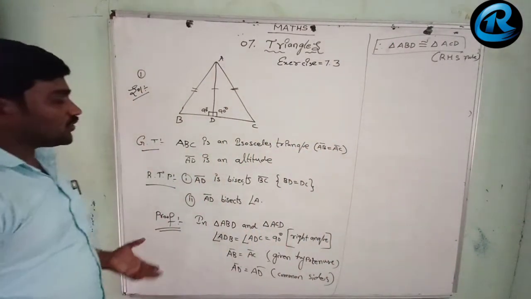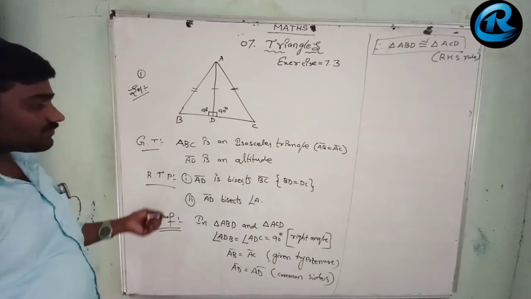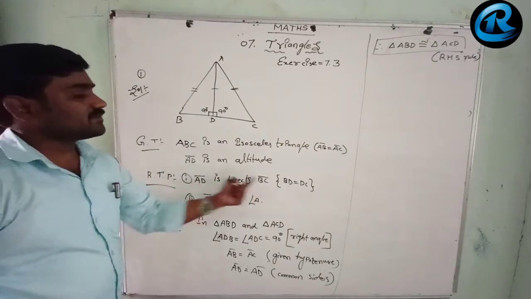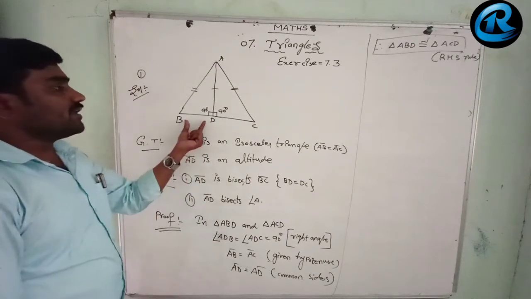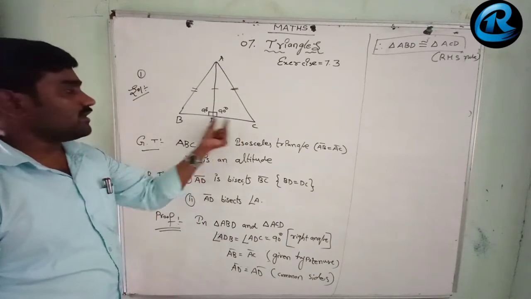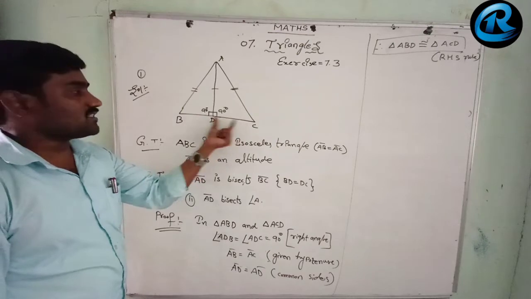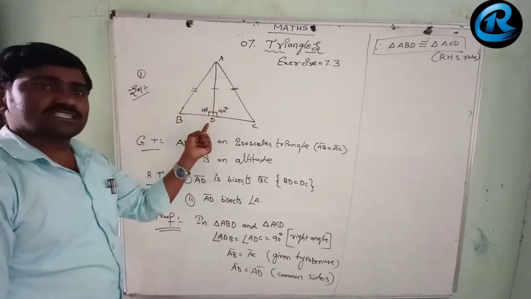But what we need to show here is that AD bisects BC. AD అనేది BC ని bisect చేసిందని చూపించాలి. అంటే BD equal to DC అని ప్రూవ్ చేస్తే, ఈ రెండు ఈక్వల్ అంటే bisect చేసినట్టే కదా.